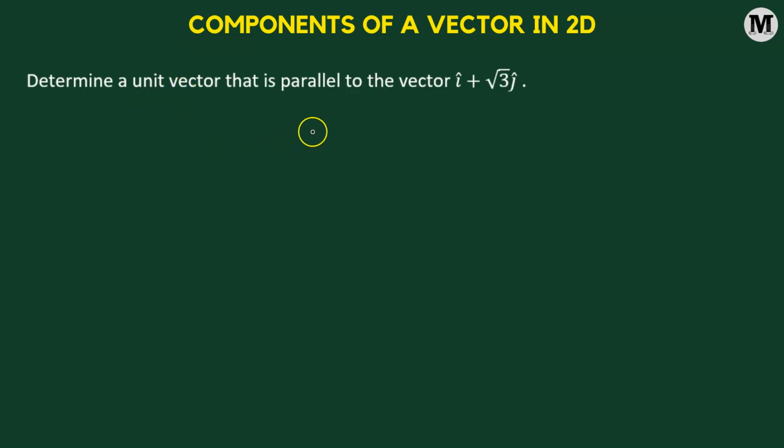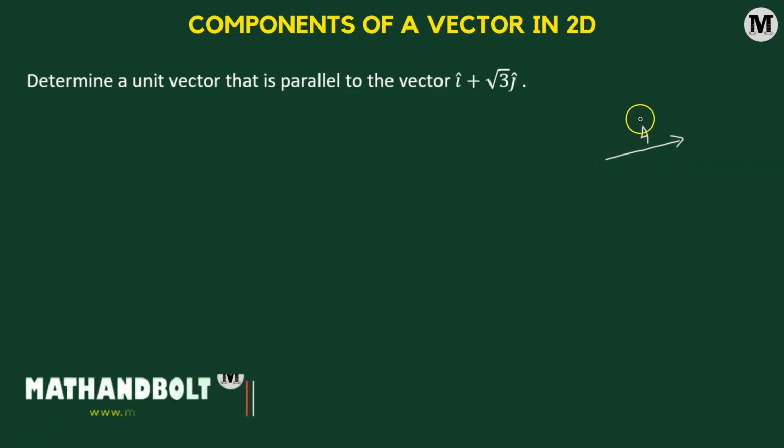Determine a unit vector that is parallel to the vector i cap plus square root of 3 times j cap. Okay, let's try to understand the problem first. So what we have here is a vector A. Now, we need to find out a unit vector which is going to be parallel to this particular vector.